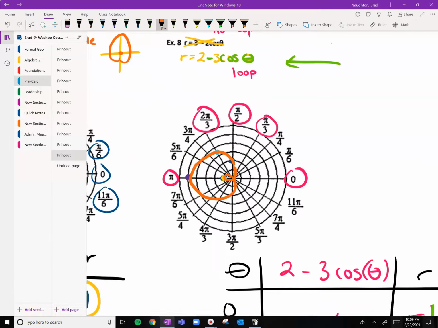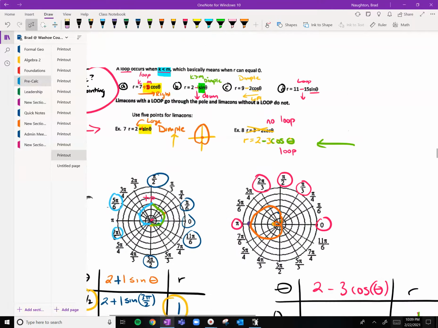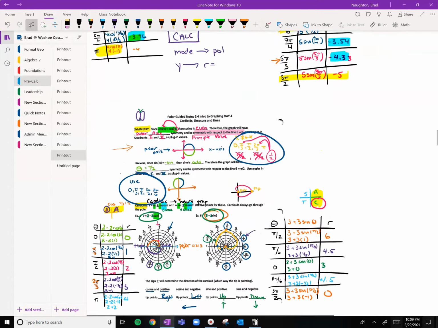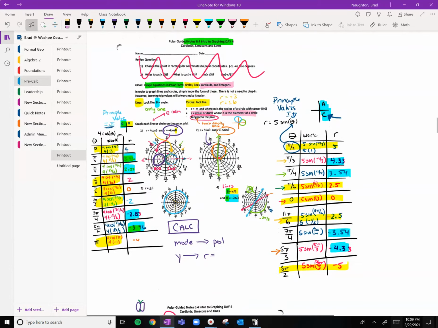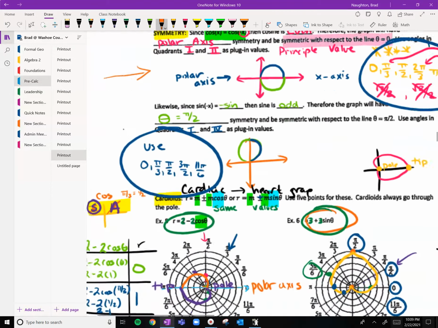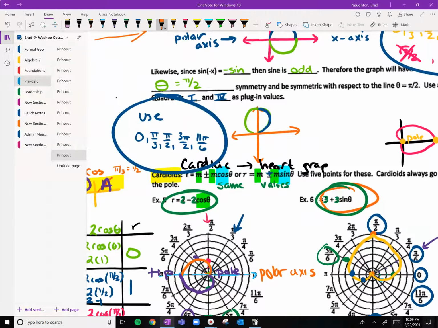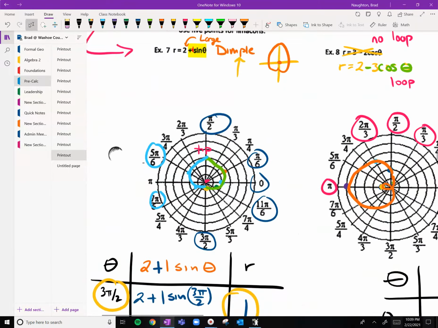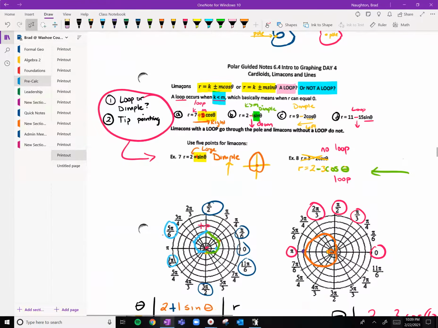So ladies and gentlemen, that is it. If I were to sum this up, and this is a long video, make sure you're good on your trig functions. Look at all those colors. But cosine is side to side, as we can see. Sine is up and down, okay? So a cardioid, excuse me, is when these two values are the same. And then a limacon is when they're different values, okay?